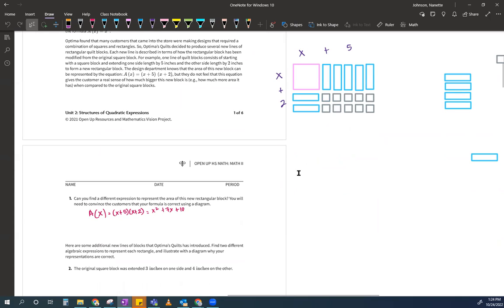Now, can you imagine this for me? Eventually, you're going to get to the point where you won't need to write these. You'll just look at this and be like, boom, x squared plus 7x plus 10, Miss Johnson. Right? So you're not there yet. So it's okay to draw these over and over again so that it makes sense.